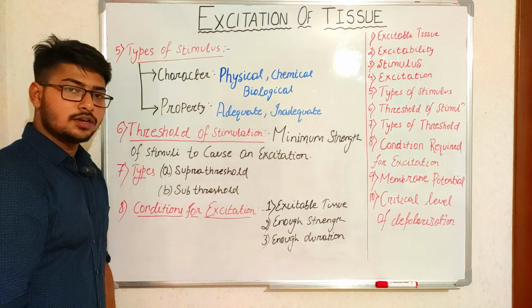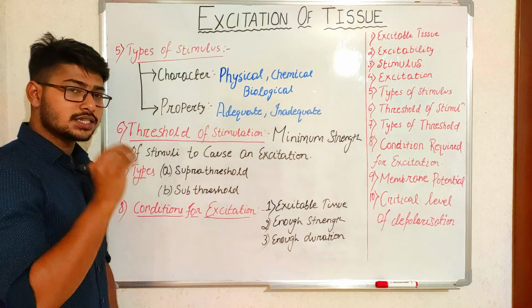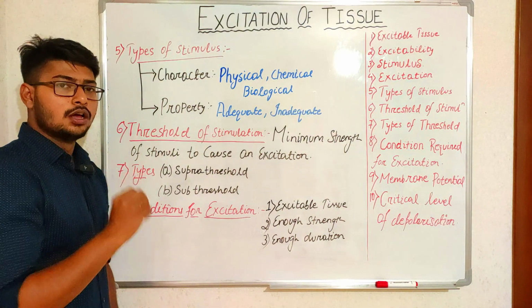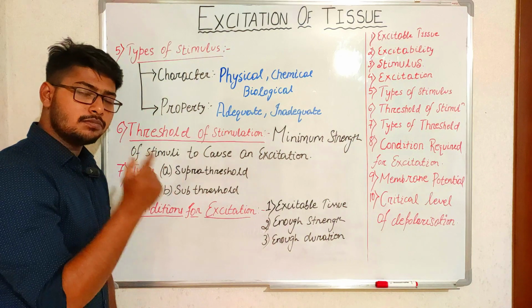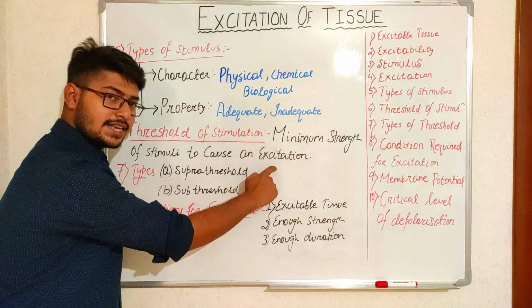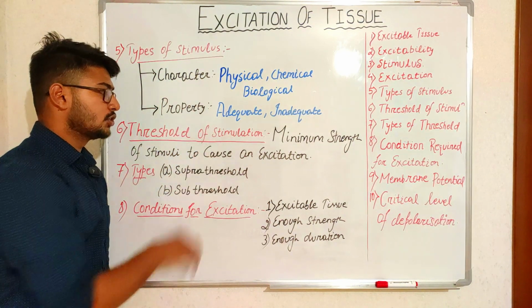Then what is the threshold of stimulation? We know that the tissue requires a certain proper amount of strength of the stimulus for causing an excitation. That minimum strength of stimuli to cause an excitation is known as the threshold amount of stimulation.